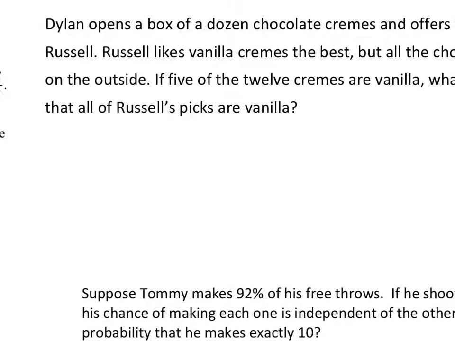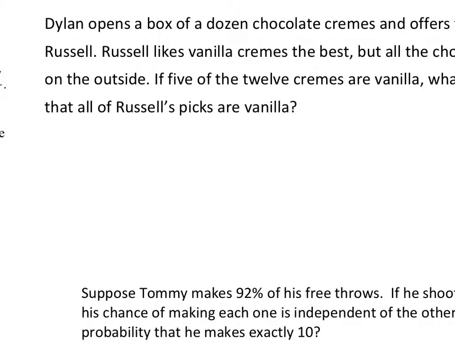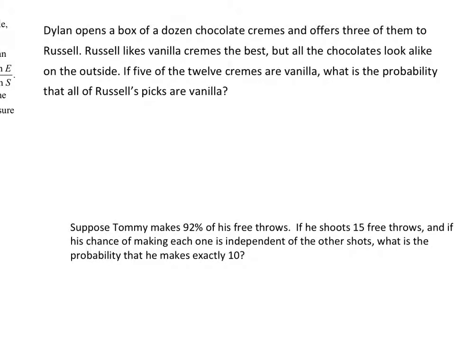Alright, so let's take a look at this. It says Dylan opens a box of a dozen chocolate creams and offers 3 of them to Russell. Russell likes vanilla creams the best, but all the chocolates look alike on the outside. If 5 of the 12 creams are vanilla, what is the probability that all of Russell's picks are vanilla?